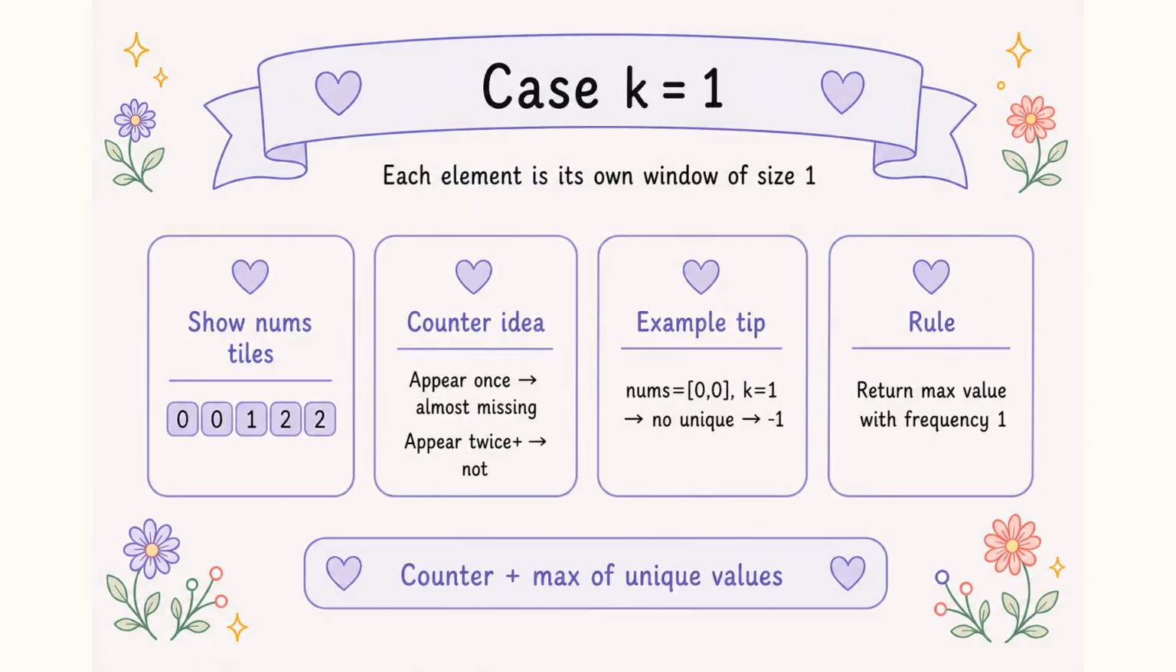Case k equals 1. Every single element is its own window. So almost missing means the value appears exactly once in the array. Use a counter. Return the maximum value with frequency 1. Example, [0, 0] with k = 1 has no unique value, so the answer is -1.